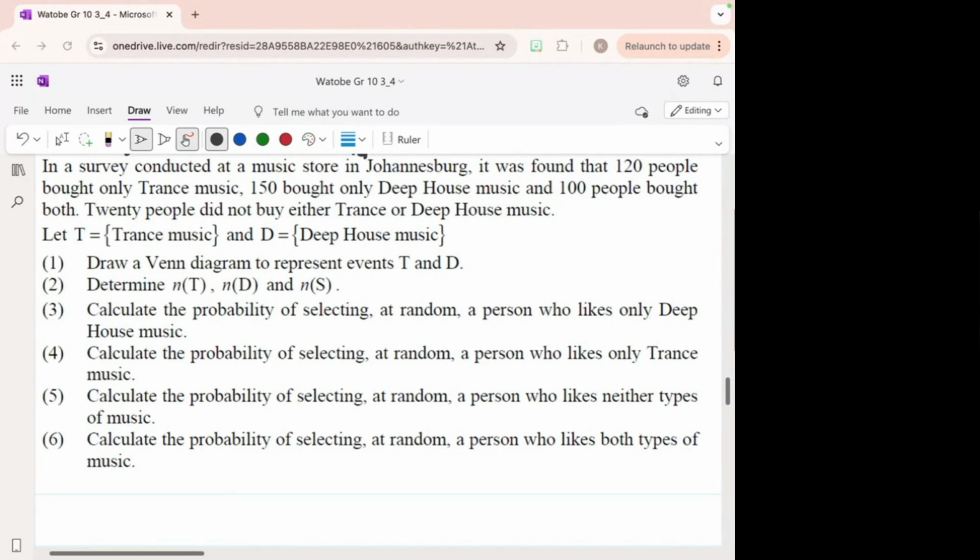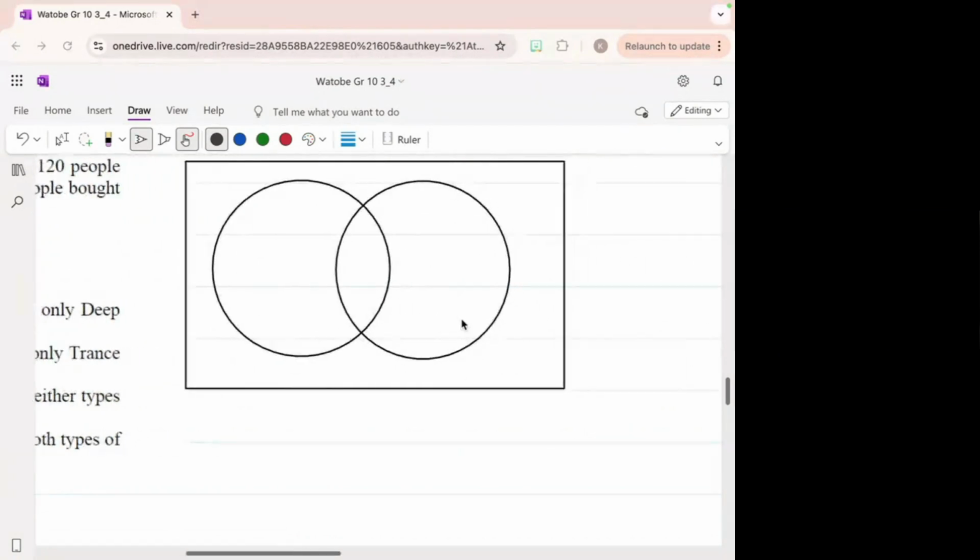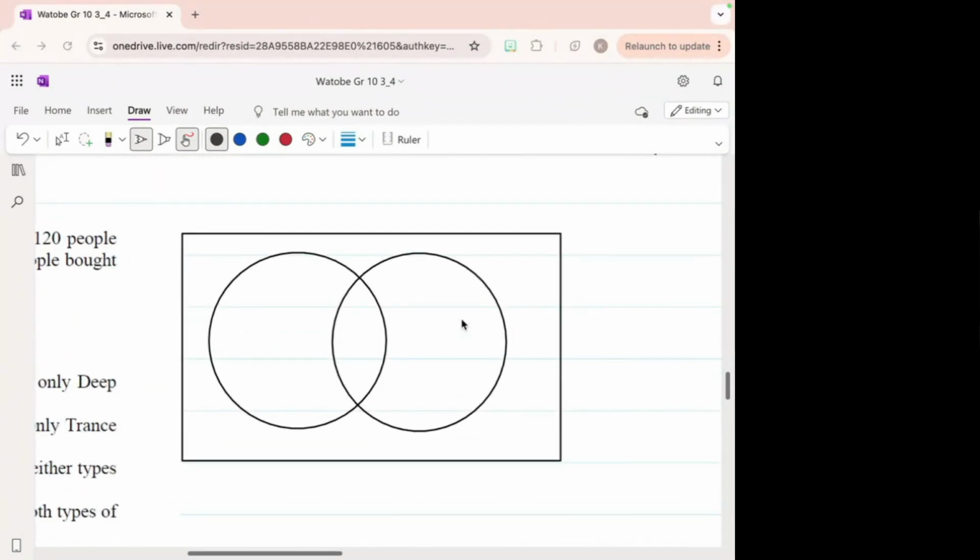All right, let's give it a look. So, draw a Venn diagram to represent events T and D. We know that there's an overlap. Why is there an overlap? Because 100 people bought both. That's telling you there's an overlap here. So here is my drawing. I'm going to have T. And I'm going to have D, they told me.